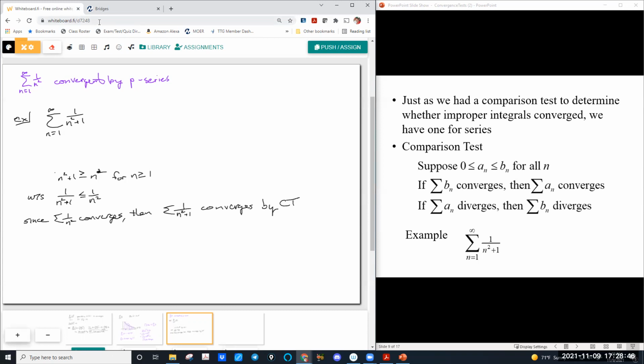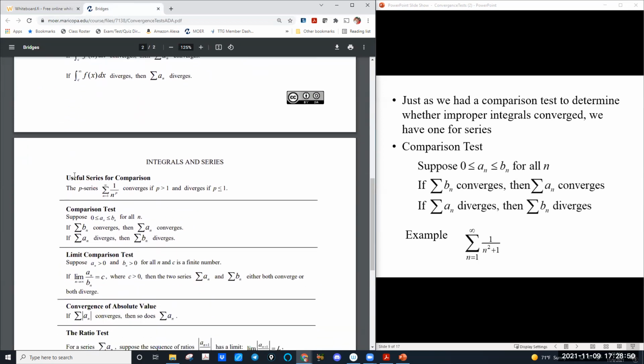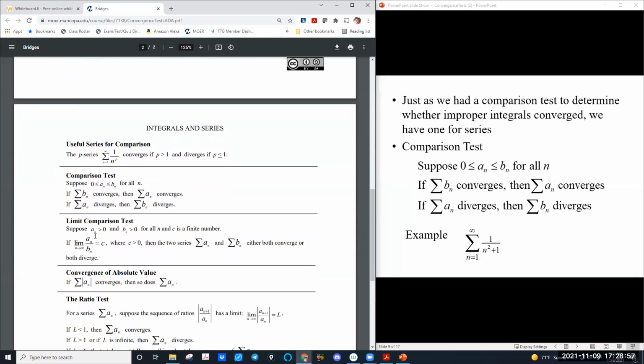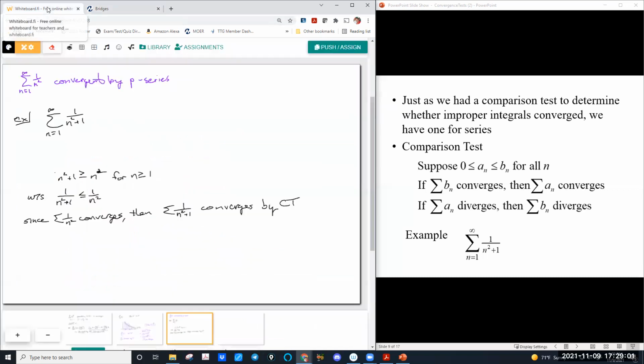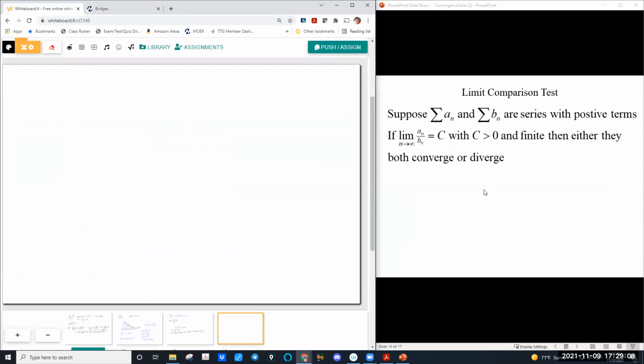All right, the comparison test is on here. Here's a useful series, there's a p-series. Right underneath it is the comparison test. And right underneath that is the next one we're going to do, which is the limit comparison test. I actually really like this one, and I'll talk about why in a second. I think it's a little quicker than the comparison test.